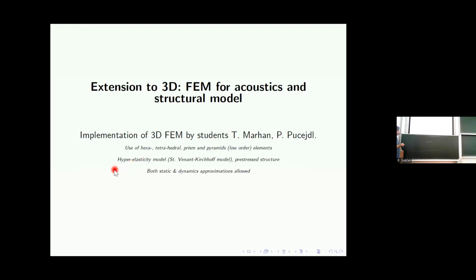Yeah. We implemented with Petr linear elasticity, and after that nonlinear elasticity, using at the moment only the Saint Venant-Kirchhoff model, which is the simplest one to implement, and we analyze the pre-stressed vocal fold structure using this code. In both acoustics and vibrational parts, we are able to do static as well as dynamic approximations.